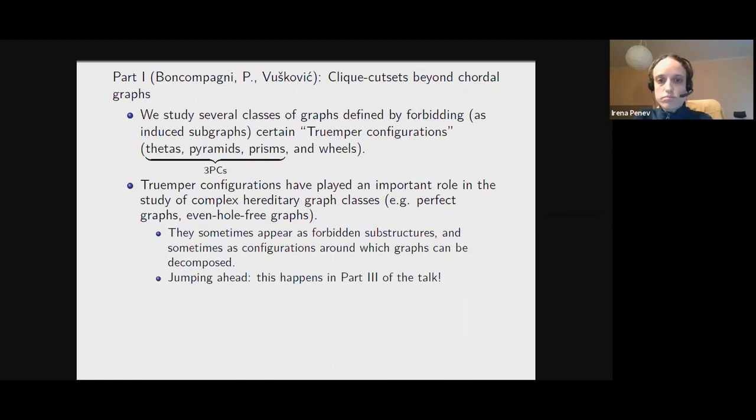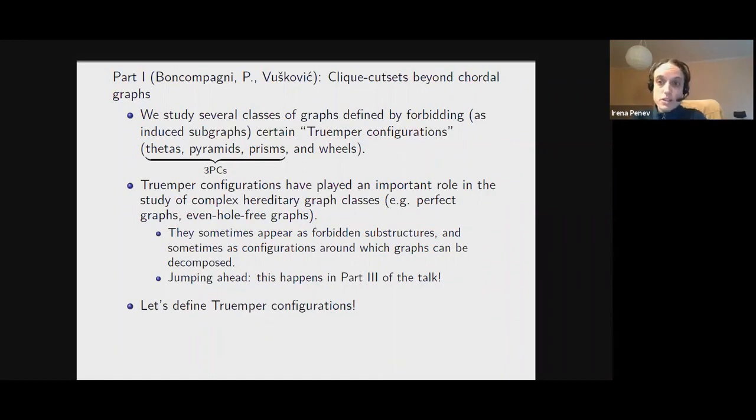Okay, now, if you'll allow me to jump ahead, this is precisely what's going to happen in part 3 of the talk. Part 3 of the talk is actually coloring those even hole free graphs of stability number at most 3. Just jumping ahead.